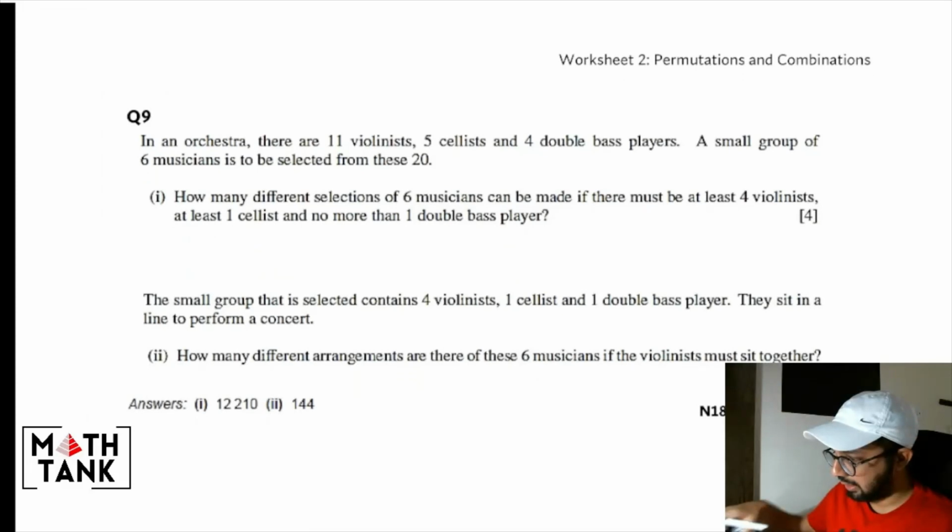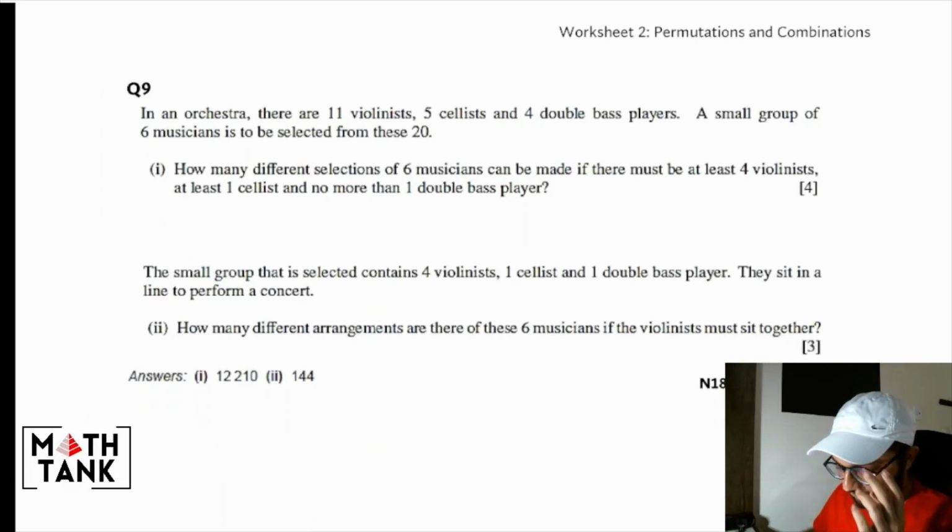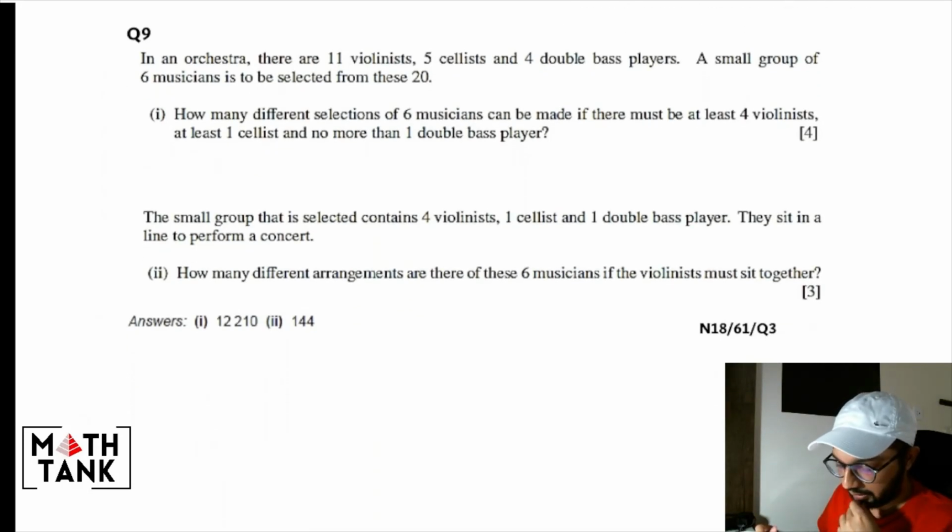This question number 8, we're quickly on to question number 9. It says in an orchestra there are 11 violinists, 5 cellists, 4 double bass players. A small group of 6 musicians is to be selected from these 20. How many different selections of 6 musicians can be made if there must be at least 4 violinists, at least 1 cellist, and no more than 1 double bass player.